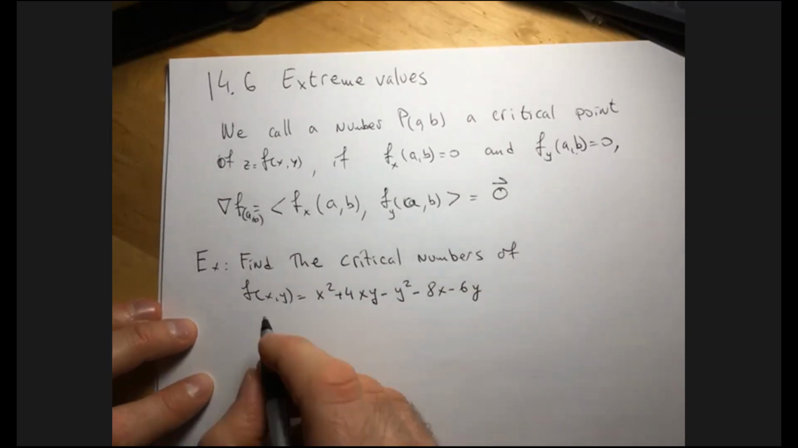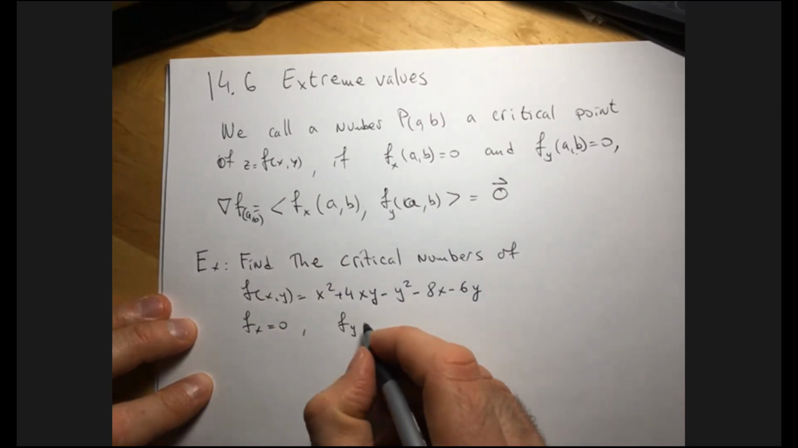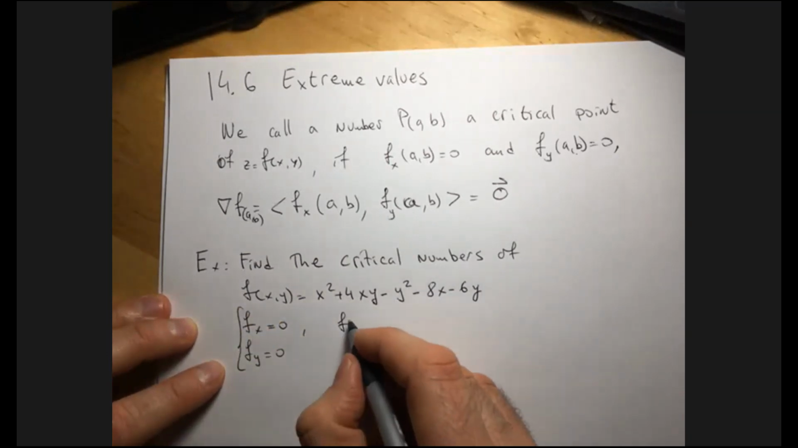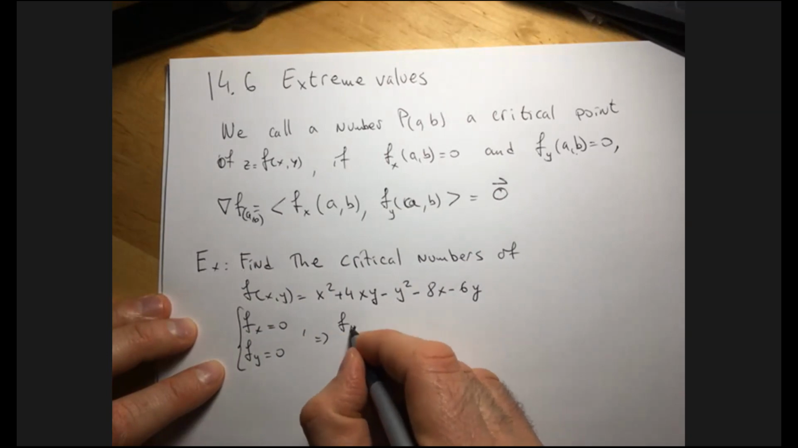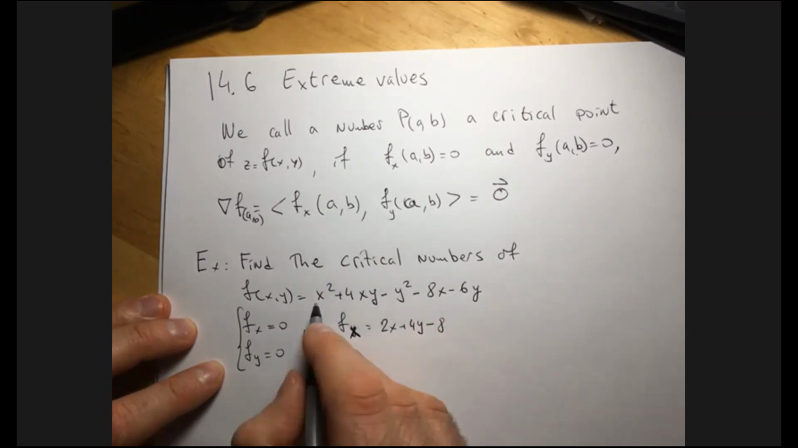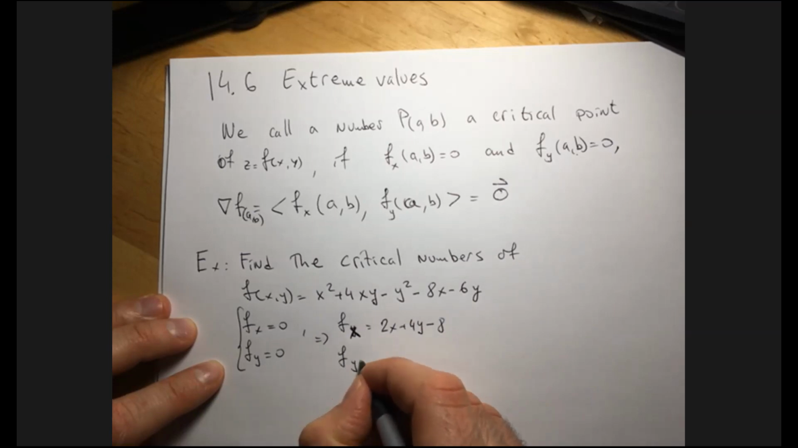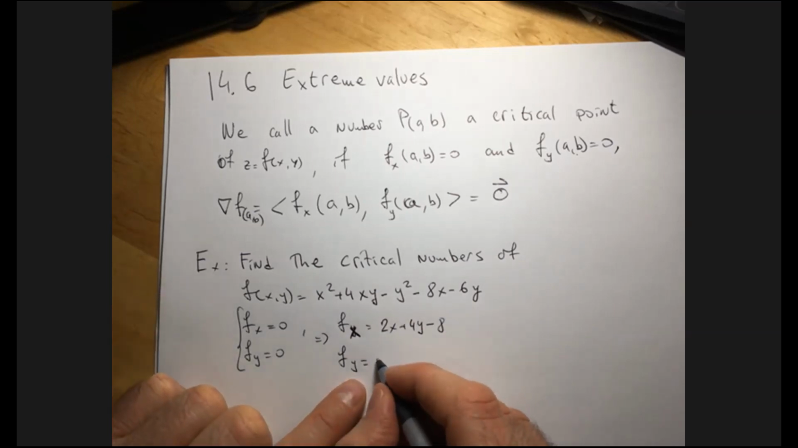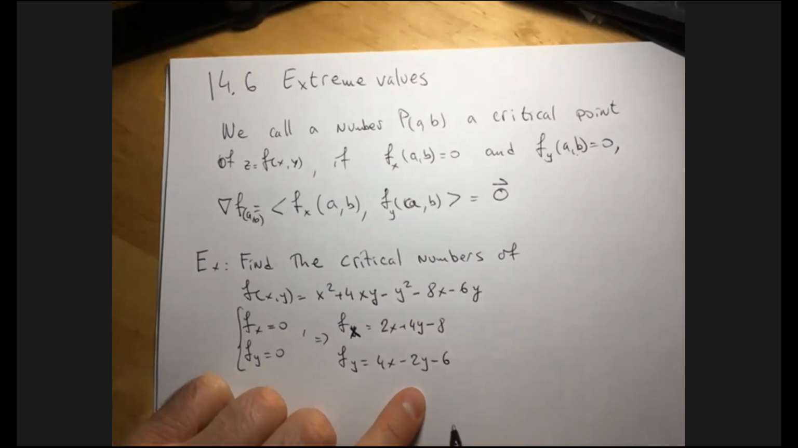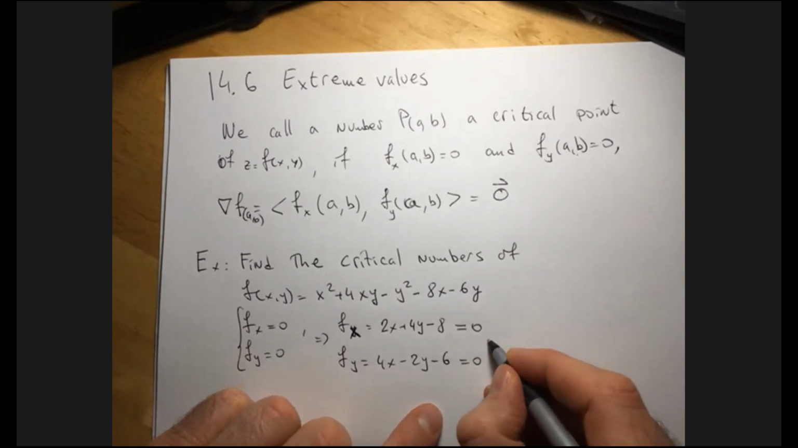Okay, what do we want? We want partial f partial x being 0 and partial f partial y being equal to 0. So I need to solve this system of equations, okay? Partial f partial x is equal to 2x plus 4y minus 8. 2x, derivative of 4xy is 4y, minus 8. Partial f partial y is 4x minus 2y minus 6. And I want these to be equal to 0.